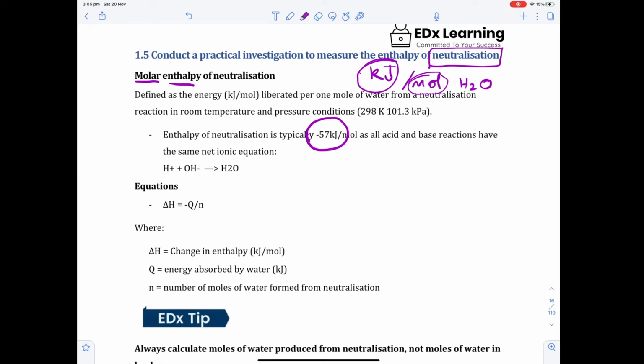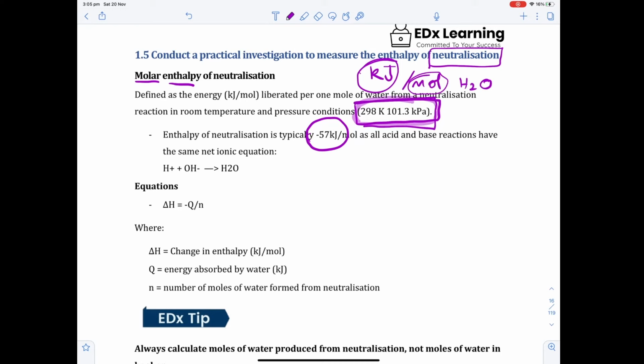Now, the last thing you'll notice in chemistry is they want to always have a standard reference, right? Because things change with temperature, things change with pressure. So what we want to have is a constant temperature and pressure that we can measure this enthalpy of neutralization by. So the final part of your definition for molar enthalpy of neutralization is energy released per mole of water in neutralization at standard temperature and pressure.